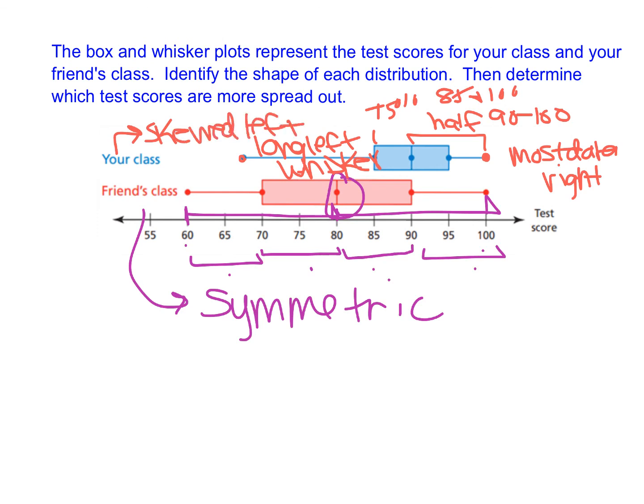So we can see here that while we collected the same type of data in different classes, the one from your class is skewed left with most of the data occurring on the right and a long left whisker, and your friend's class is very symmetric, where everything appears to be very, very centered. The whiskers are the same length, and the median is smack dab right here in the center at 80.